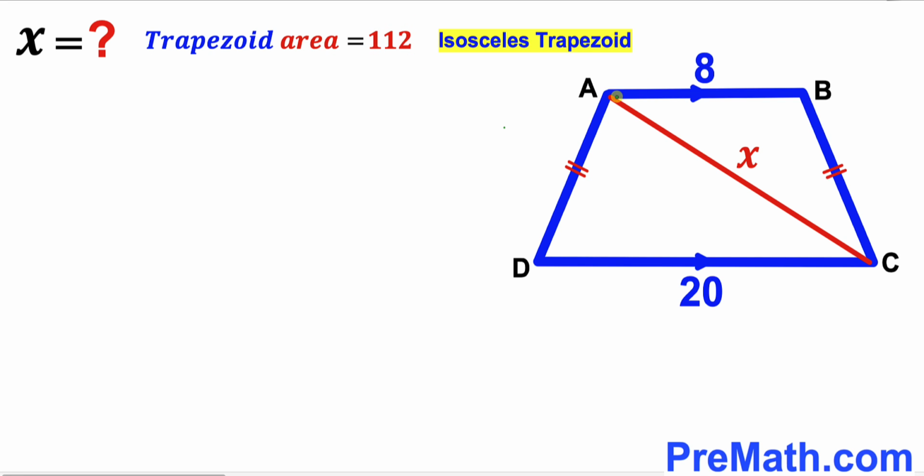Now our task is to calculate the length of this diagonal AC. In other words, we are going to find the value of x.